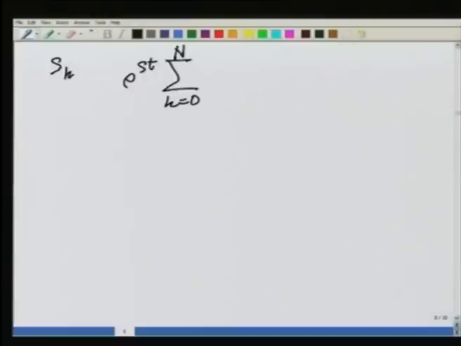n. Well, let me not call this Sk, confusion can be caused. I will call it S n. Let us say I call it S n. So, this was our factorized form of the solution, e to the power st times summation k equals 0 to capital N a k s to the k. This was the factorized form.